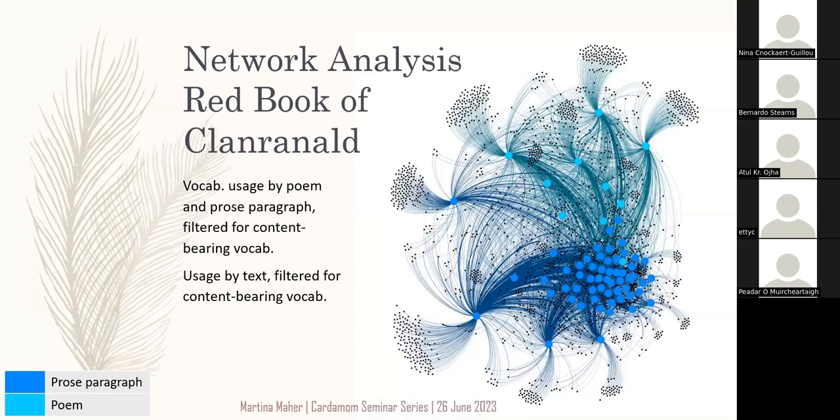So the Red Book, as you may or may not know, is innovative as a work of Gaelic historical prose writing, in that it embedded classical bardic panegyrics and elegies within a more realist prose narrative. And the two registers at work here are brought into sharp relief by this visual analysis, which shows that there is a large amount of vocabulary that is distinctive to the poems in the manuscript, and a large amount of different vocabulary which is distinctive to prose.